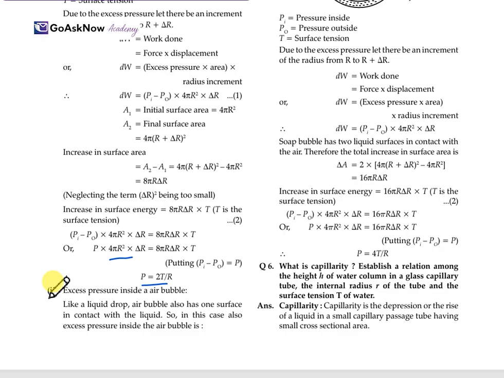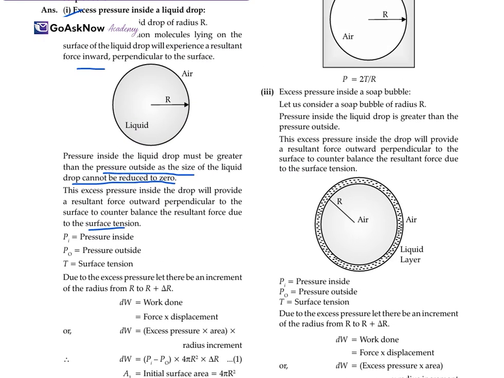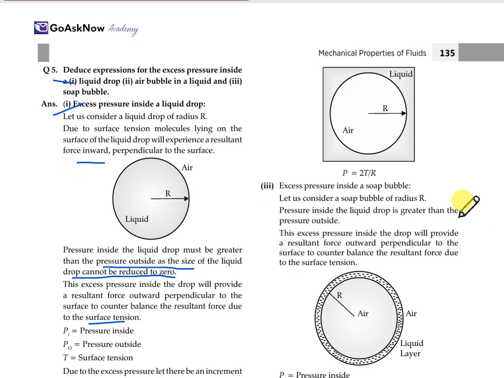Now the excess pressure inside the air bubble. Like a liquid drop, an air bubble also has one surface in contact with the liquid. So in this case also, the excess pressure of the air bubble is P is equal to 2T by R.